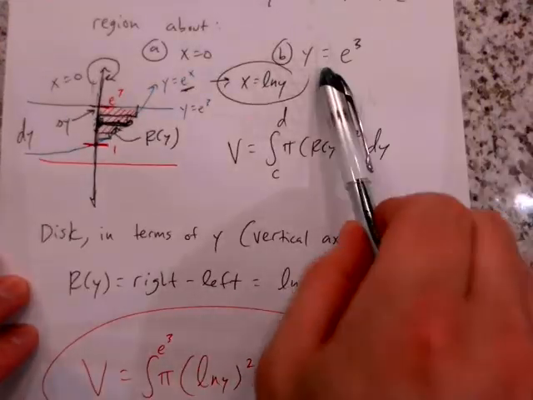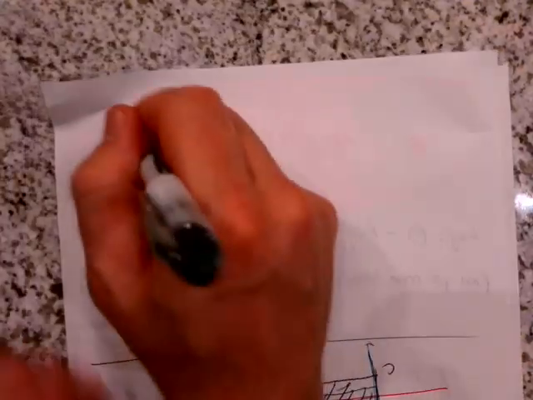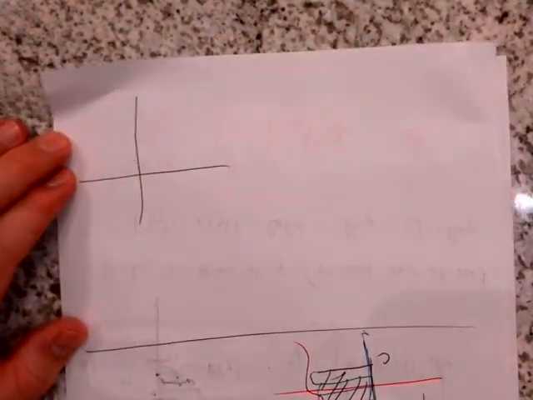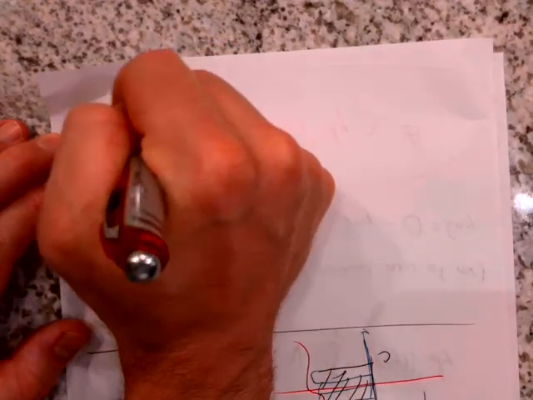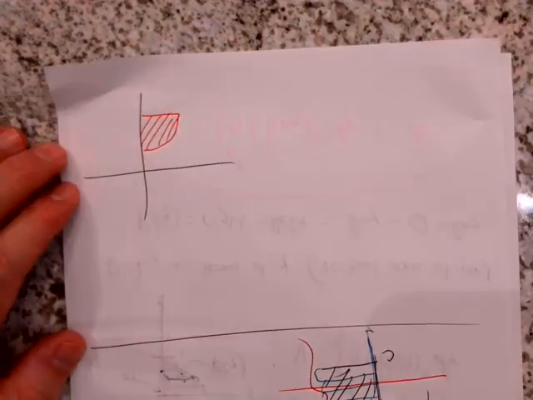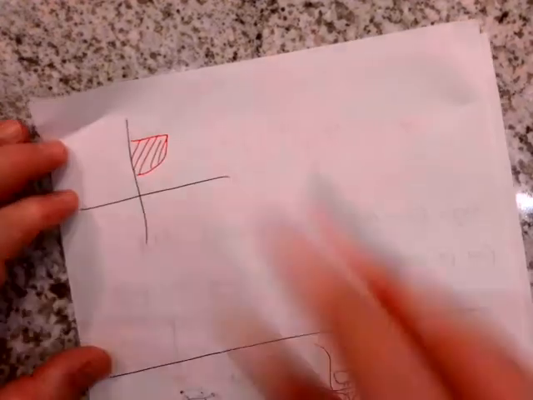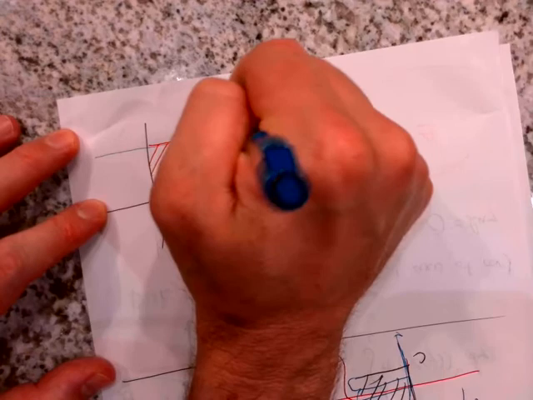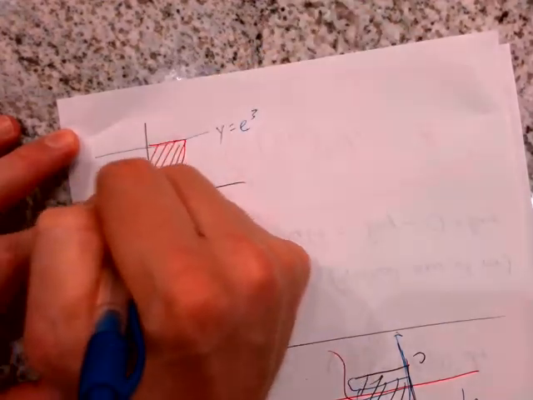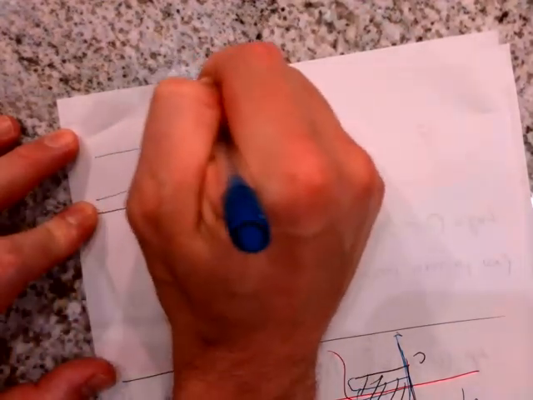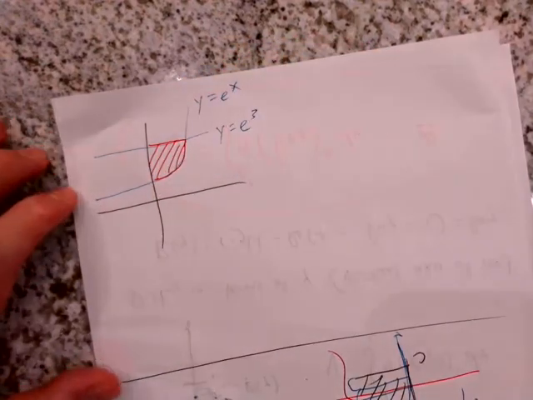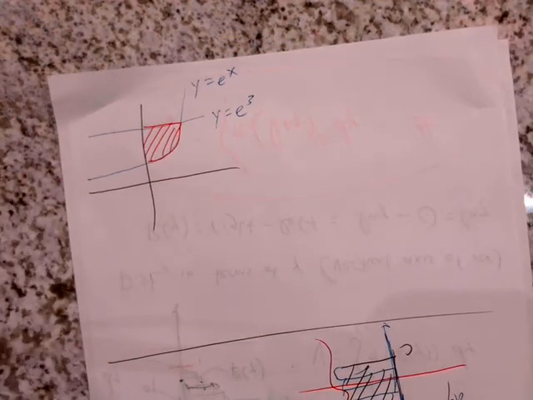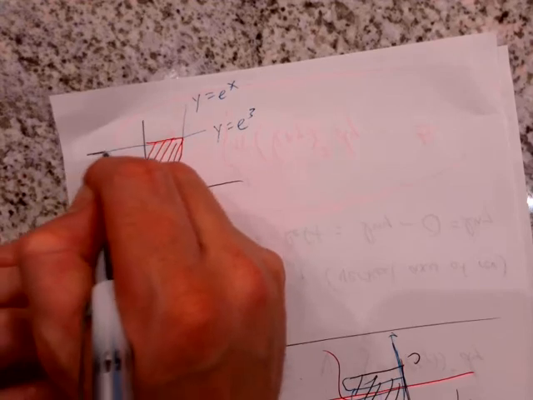Now part B, about y equals e to the third power. I'm just going to redraw the region. Actually, I'll make it a little bit nicer. This is y equals e cubed. This is y equals e to the x. And we're going to rotate it about e cubed.